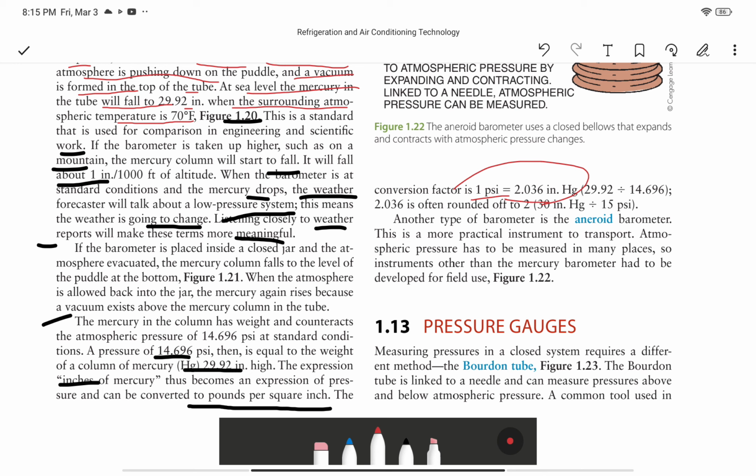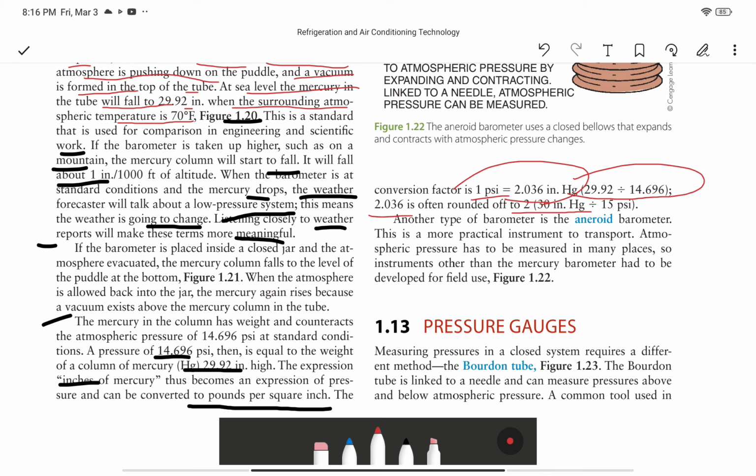That has been taken from this: 29.92 divided by 14.696 is equal to 2.036, and it is often rounded off as 2. That is actually 30 inches of mercury divided by 15 psi, so a rounded off value.